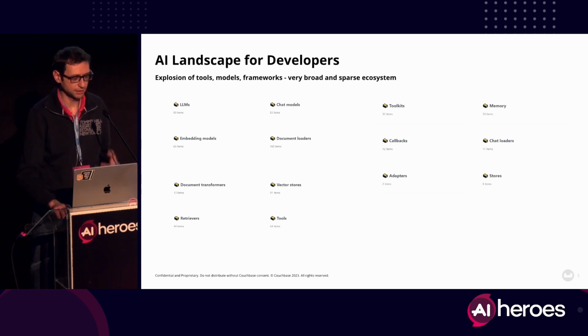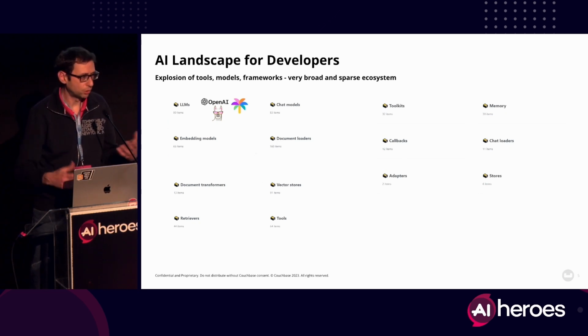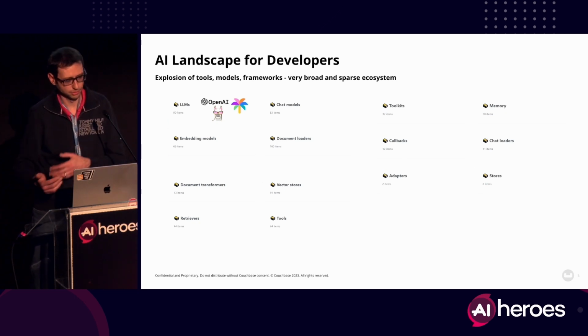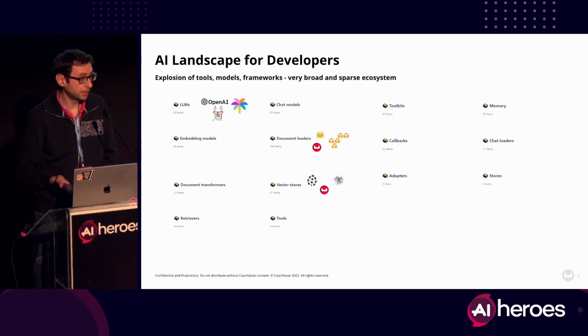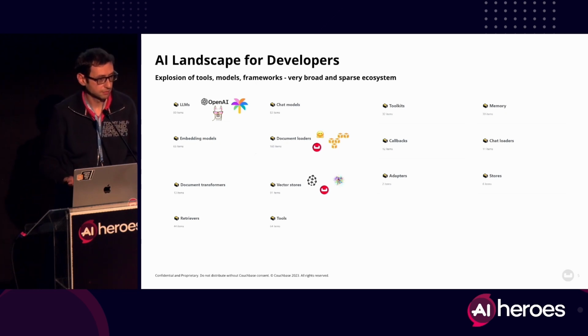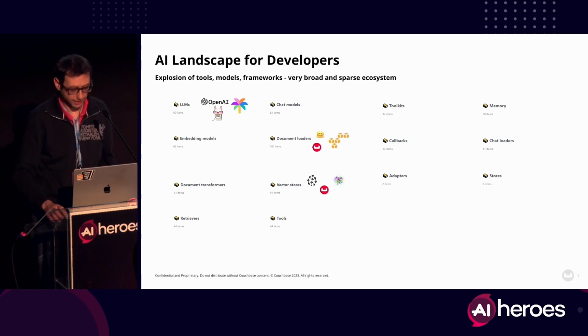For instance, these are the tools that are available in the LangChain framework. You have a lot of different models, open source or closed source, to use. You have different kinds of document loaders, and different kinds of vector databases, which can be specialized vector databases, but also general purpose databases like Couchbase. So it's a very broad and fast evolving ecosystem.